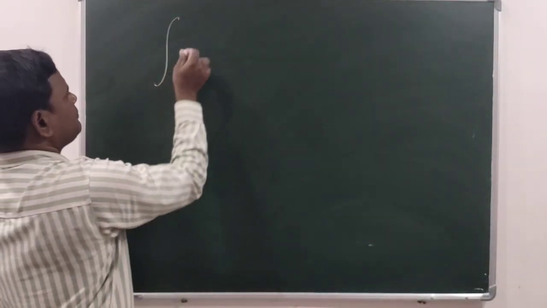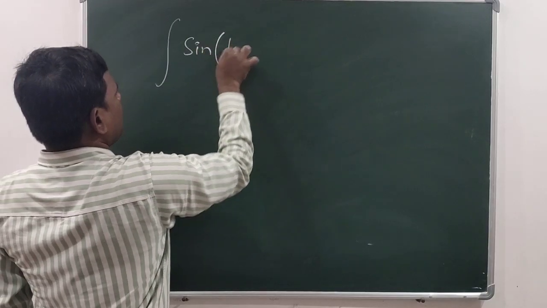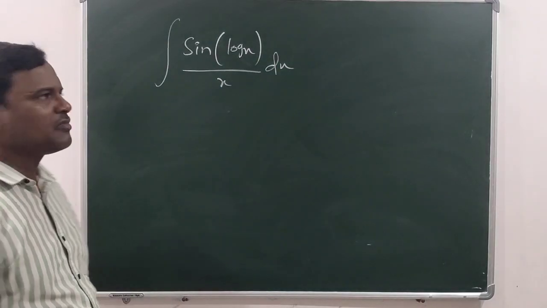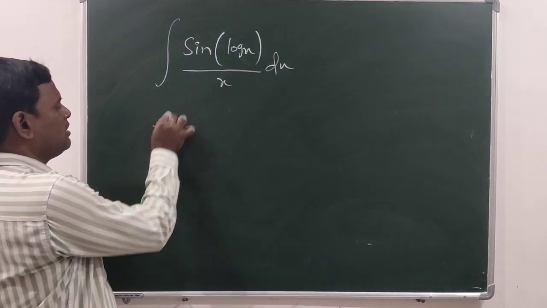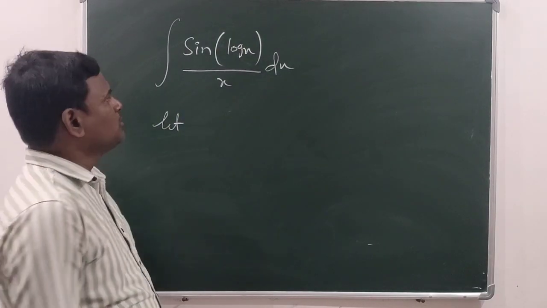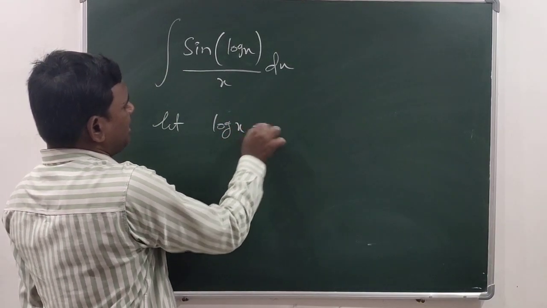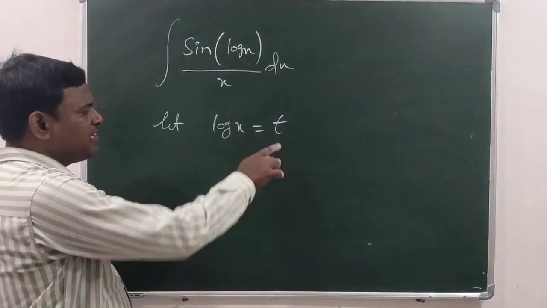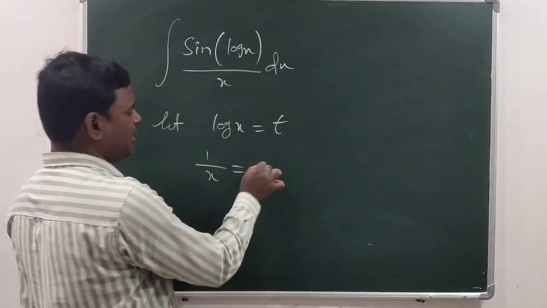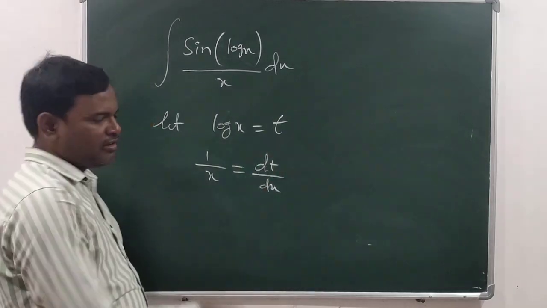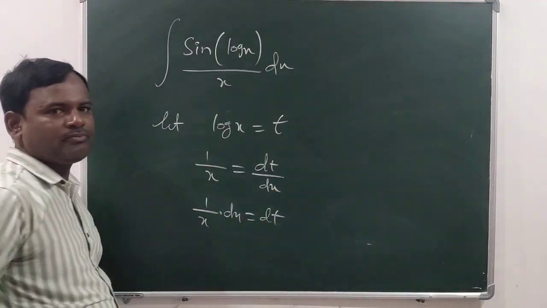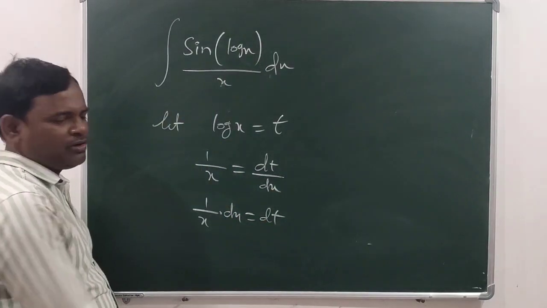Integral of sin of log x by x into dx. Now, how do you answer this question? It is going to be done by the substitution method. So here, substitution is log x equal to t. Now differentiate on both sides with respect to x. Now, whose differentiation will be 1 by x, and this is dt by dx. When you take dx to the left side, 1 by x into dx is equal to dt. Now here 1 by x dx equal to dt.